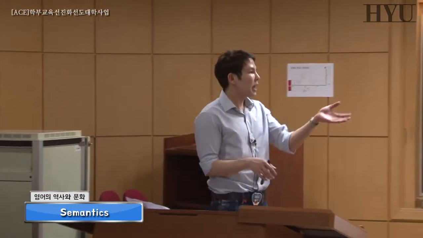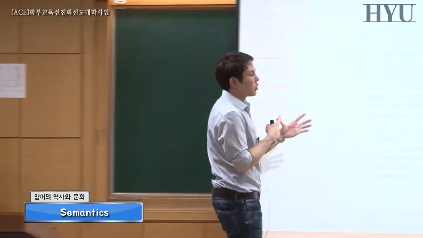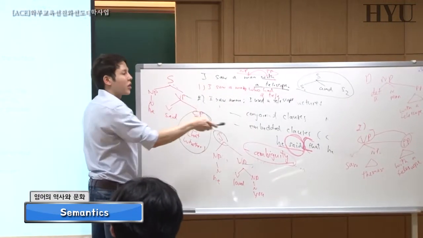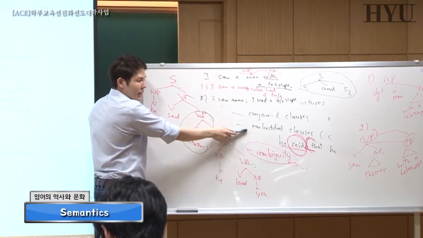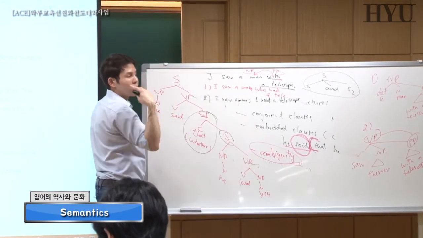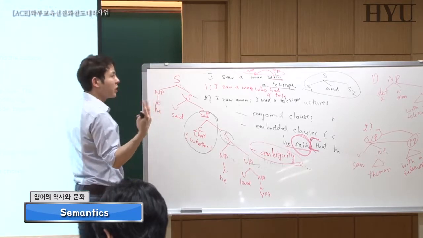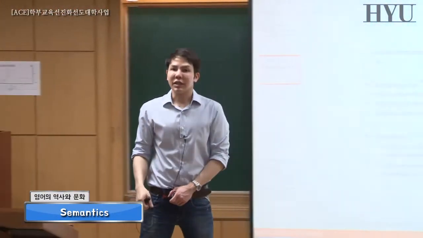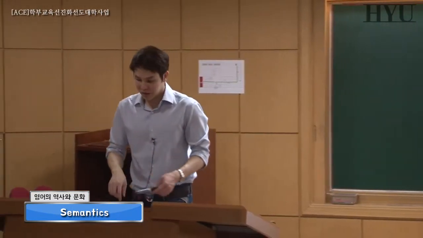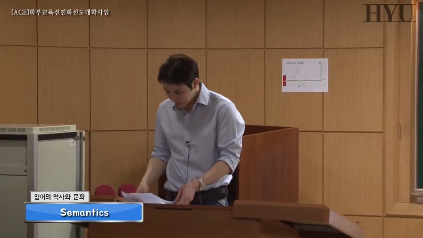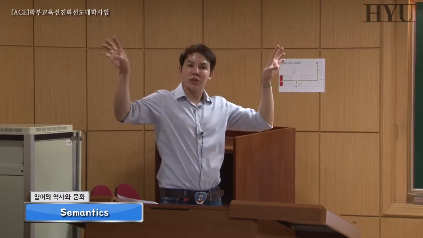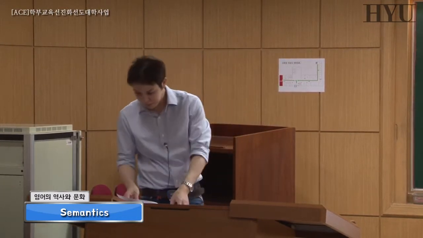So on the exam, you should be able to draw trees for conjoined sentences, embedded sentences, and also draw two trees for ambiguous sentences, sentences with ambiguity. Right? And then what reading goes with what tree, and so on.